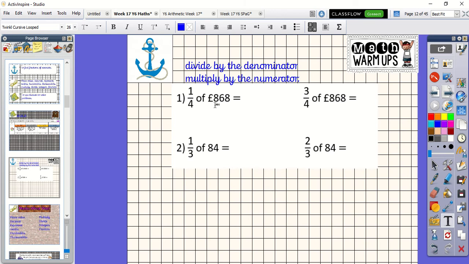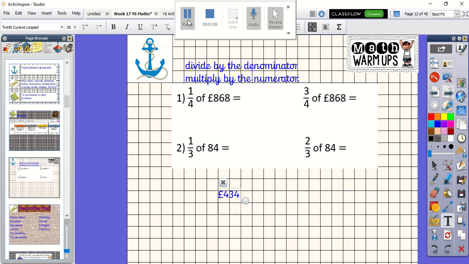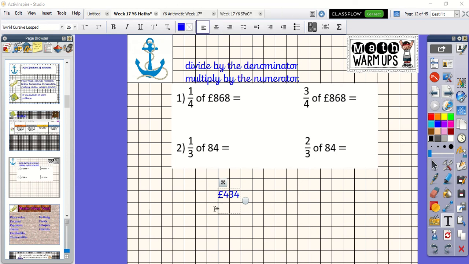So I'm going to halve 868, so that is 434, which is here. Now I've halved it, I've divided it by 2, but now I need to divide it by 2 again. So my answer is going to be, okay, so that would be £217. Oh, it's not typing. There we go, let's try again. £217. Okay, so there is my answer. Let's just get rid of that first number there.